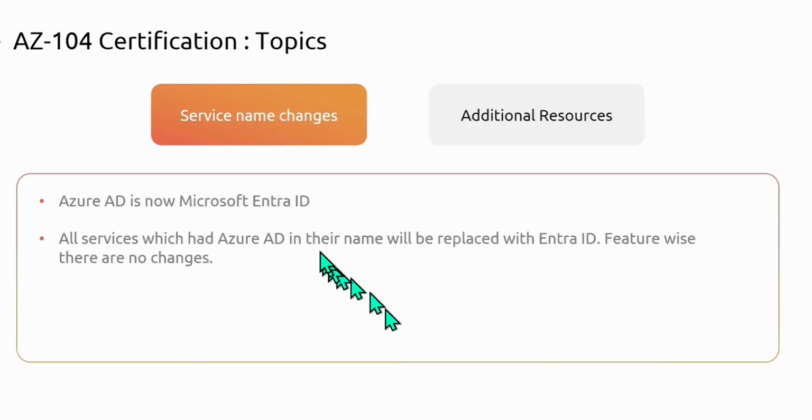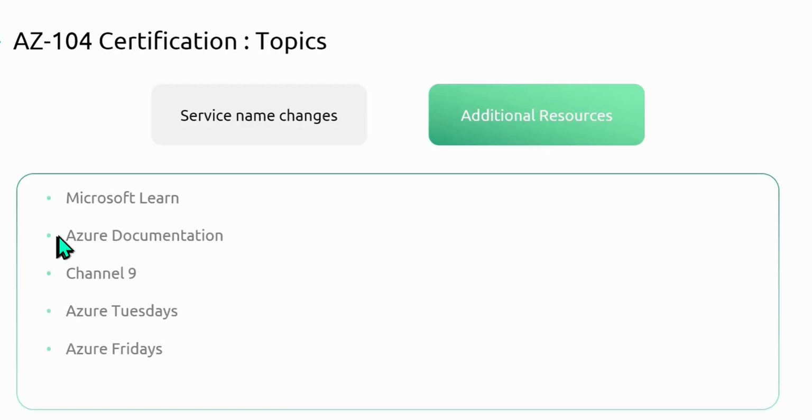Now, there are certain service name changes. Azure AD is now Microsoft Entra ID. Feature-wise, there is no change. It's just that the name replacement is done. You can always look at additional resources, which is Microsoft Learn, Azure Documentation, Channel 9, Azure Tuesdays, and Azure Fridays.